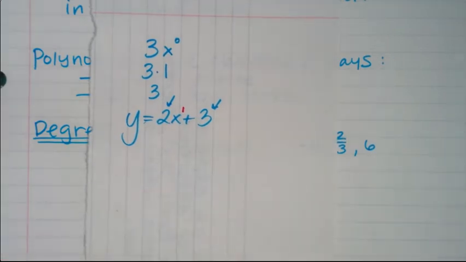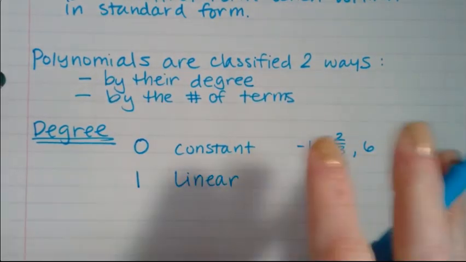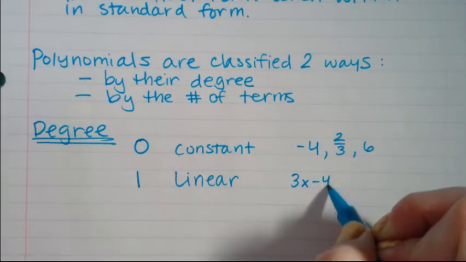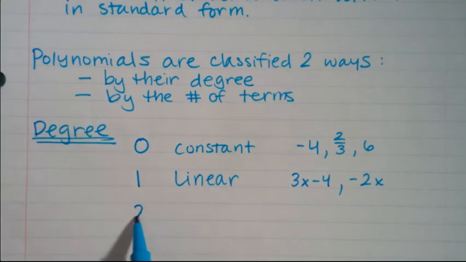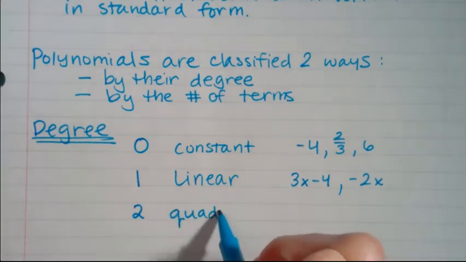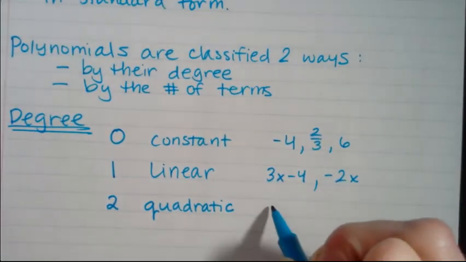So an example of linear expressions, or polynomials in this case, would be 3x minus 4, negative 2x. So as long as wherever the variable is, the exponent is 1, it's linear. It's going to create a line. That's similar to what we looked at when you were comparing linear equations to exponential equations, right? So next up is when the exponent is a 2. And this is called quadratic. So anytime you have a quadratic expression, our exponent is 2.